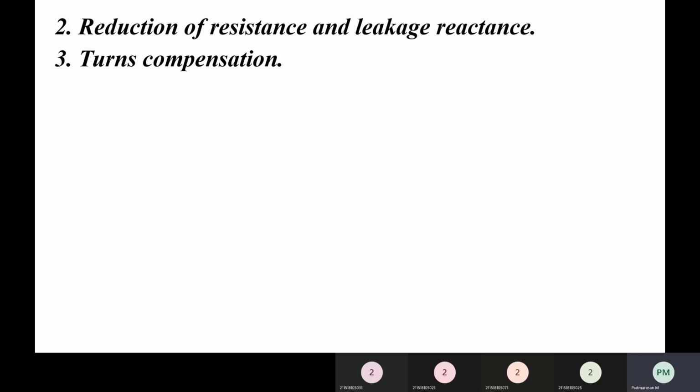Now let us see the comparison of current transformers and potential transformers. In current transformers, the secondary must always be shorted. But in potential transformers, the secondary is nearly under open circuit condition. This is the first comparison. In a current transformer, the secondary must always be shorted. In potential transformer, secondary is nearly under open circuit conditions.